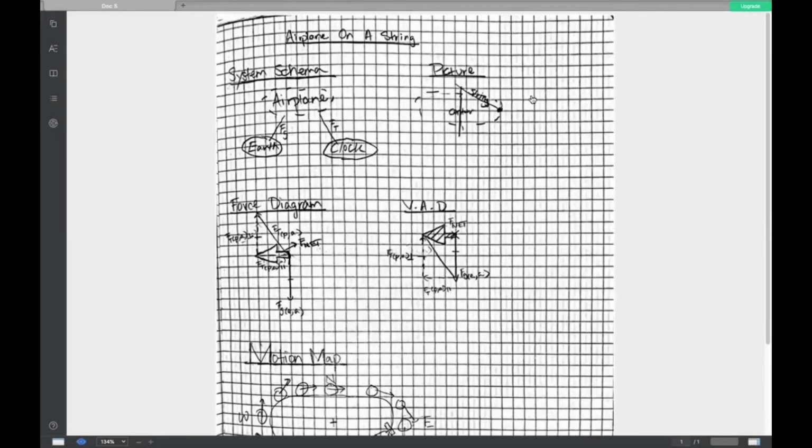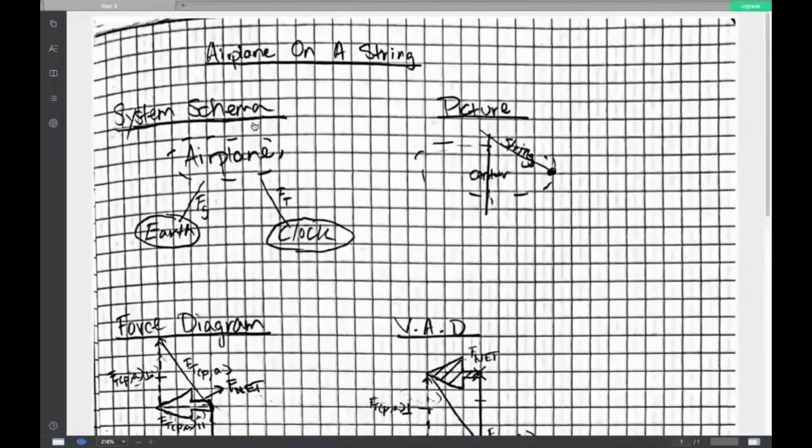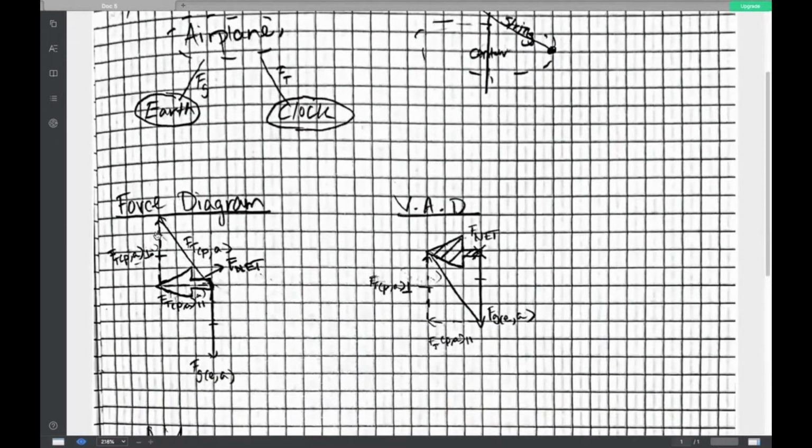Our group chose the airplane on a string scenario. And first off, we drew a system schema labeling what forces and what objects were present in the scenario. In this case, that would be the airplane, the earth, and the clock. Then we moved on to the force diagram.